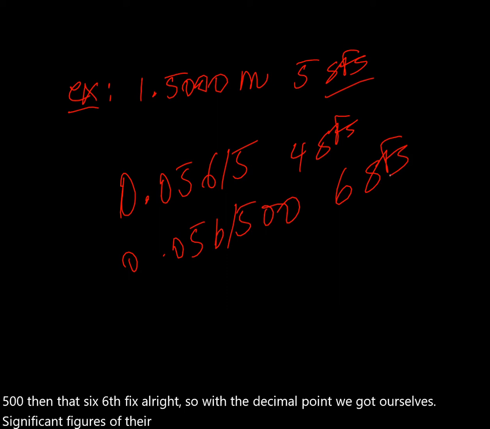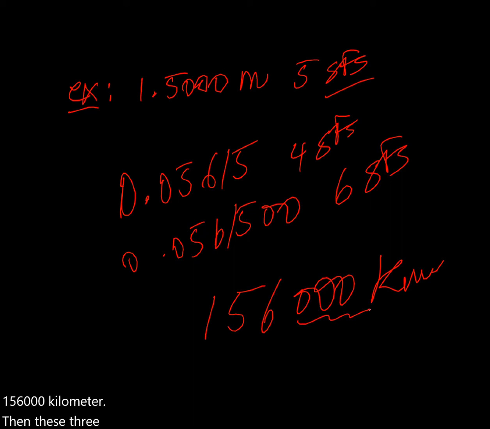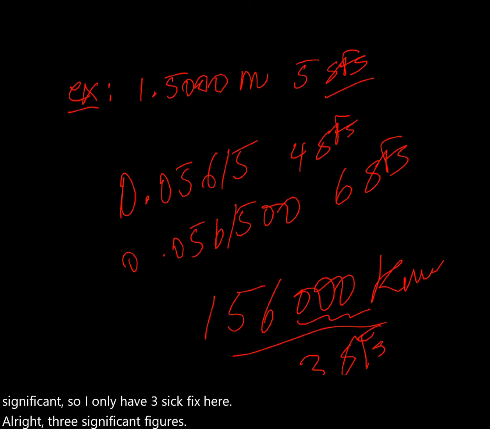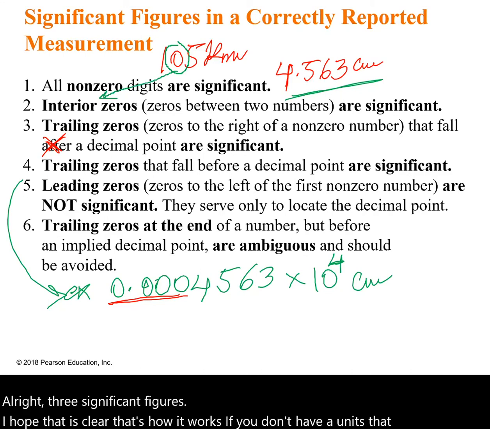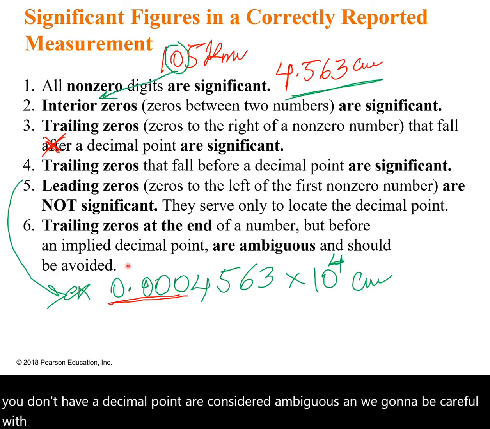But if I don't have a decimal point, 156,000 kilometer, then these three zeros are trailing. Without a decimal point, they are not significant. So I only have 3 significant figures here. I hope that is clear. If you don't have a decimal point, the trailing zeros are considered ambiguous, and we're going to be careful with those. They are ambiguous and should be avoided.